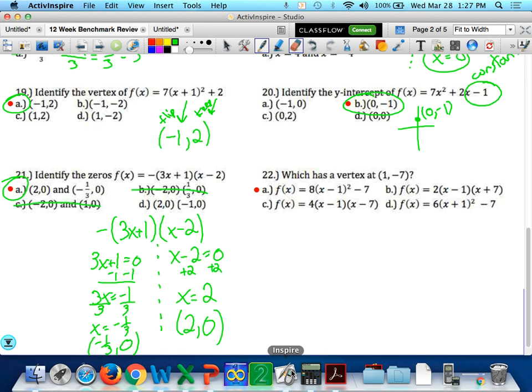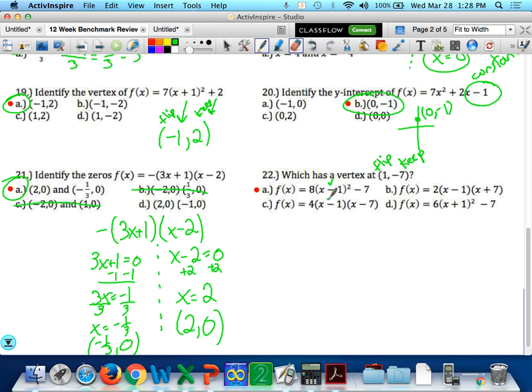Number 22, which has a vertex at 1, -7? Now, again, if you want to plug all these in the calculator one by one, that's fine. You can find the vertex. But I remember the little rule, and the only part of vertex form that deals with the actual vertex is inside the parentheses. I have to flip this sign. And at the very back, I have to keep that sign. So I'm looking for a flipped 1, which would be a -1.